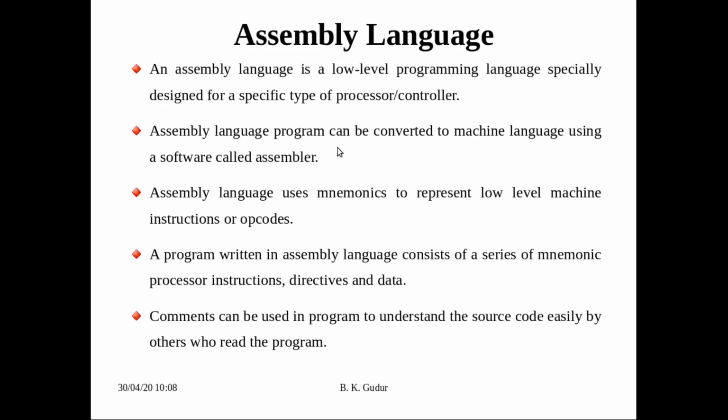An assembly language program can be converted to a machine language using a software called assembler. This assembler is a software, or you can also call it a program, which will convert an assembly language program to a machine language program. Nothing but it is going to generate machine codes, because the machine will only understand machine codes. If we write the program in assembly language, we require some intermediator which will take an assembly language as an input and produce machine codes. That intermediator which will convert an assembly language to a machine language is called assembler.